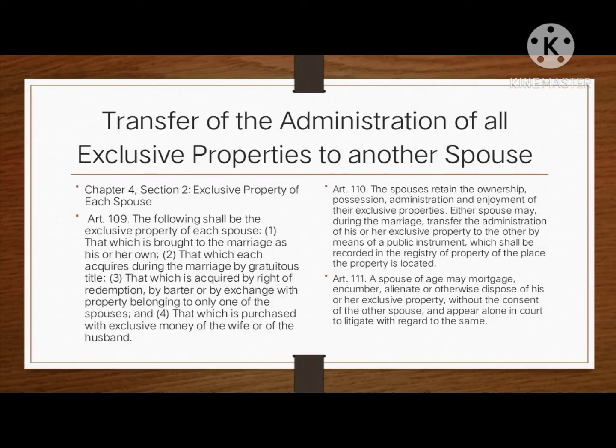So third, that which is acquired during the marriage, that which is acquired by right of redemption, by barter or by exchange with property belonging to only one of the spouses. Fourth, that which is purchased with exclusive money of the wife or of the husband.